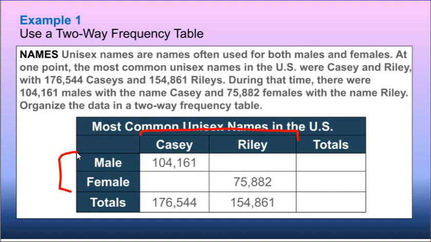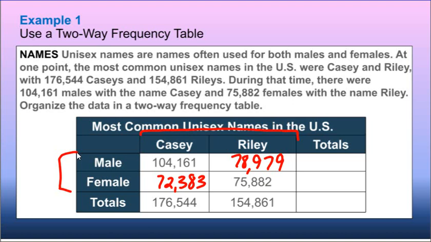So for Caseys, there are 176,544. To find that, we're going to take 176,544 and subtract 104,161. And that's going to give us a total of 72,383. Now, if I were to add 104,161 and 72,383, I would get the total of 176,544. Now I can do the same thing for the males who are named Riley, by taking 154,861 minus 75,882, and we get 78,979.